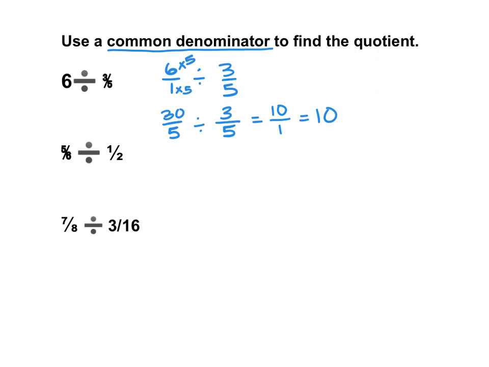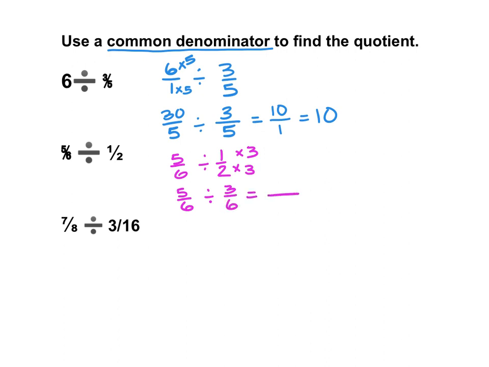5/6 divided by 1/2. Common denominator for 2 and 6 would be 6 because 2 goes evenly into 6. So we multiply top and bottom by 3, and we get 3/6.